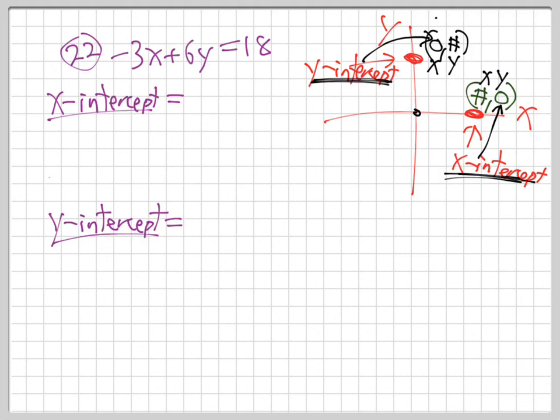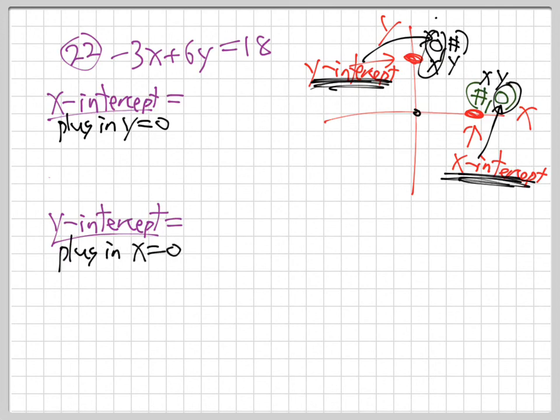It's got to be. So, for an x-intercept, plug in. What do we know about an x-intercept? The y has to be 0. So plug in y is 0. And for a y-intercept, plug in the x is 0. In other words, plug in the opposite letter is 0. X-intercept, plug in y 0. Y-intercept, plug in x 0. All right, so let's go to it.